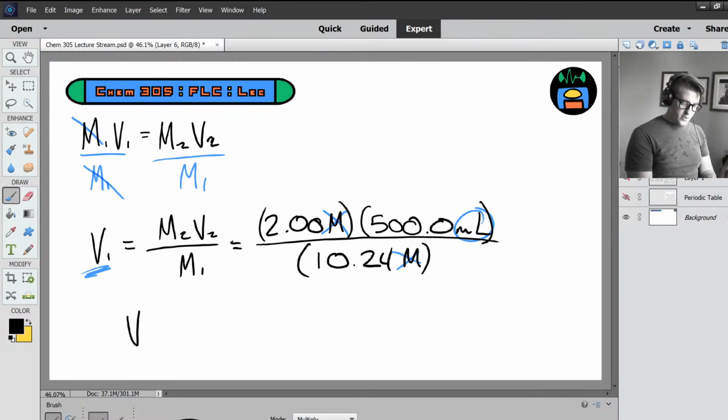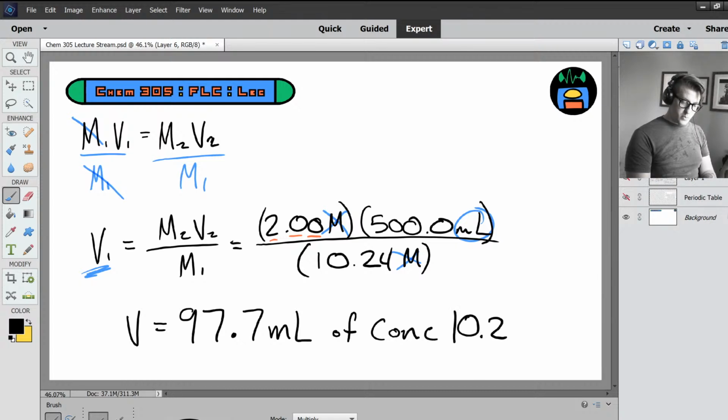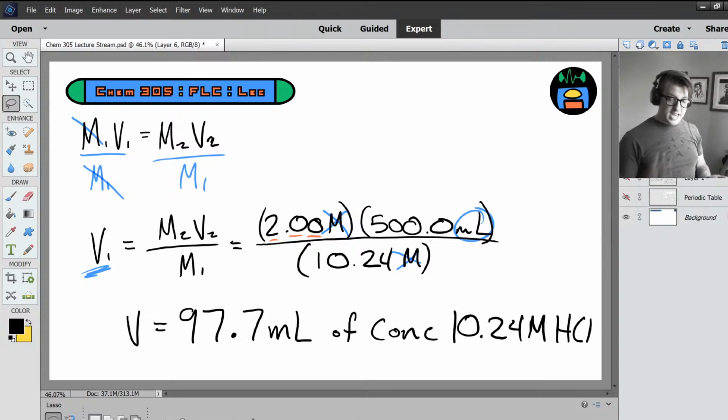Gives us an initial volume of, and let's see, we can only have 3 sig figs here because we're limited by our initial molarity. So we need 97.7 milliliters of concentrated 10.24 molar HCl. All right, so that is the amount of HCl that we need to start with to dilute to 500 milliliters.